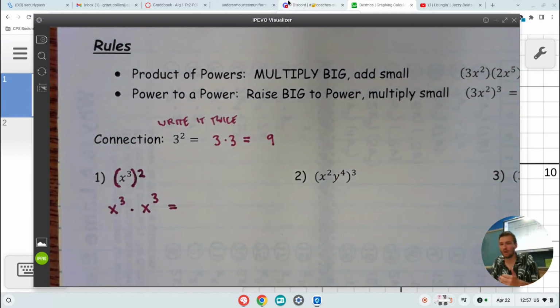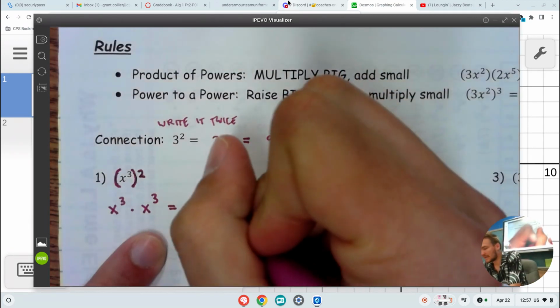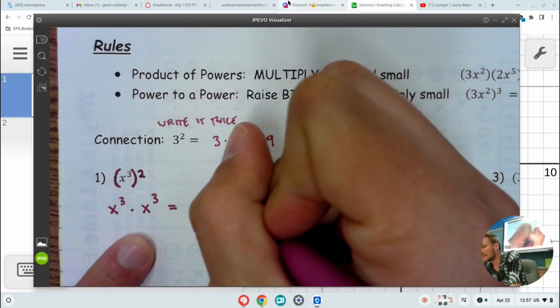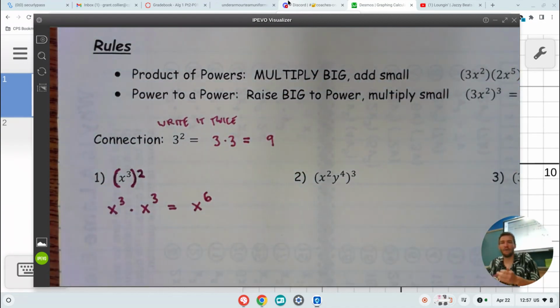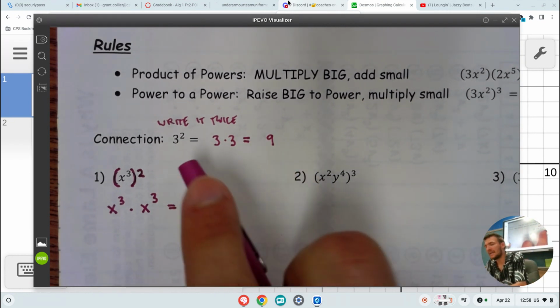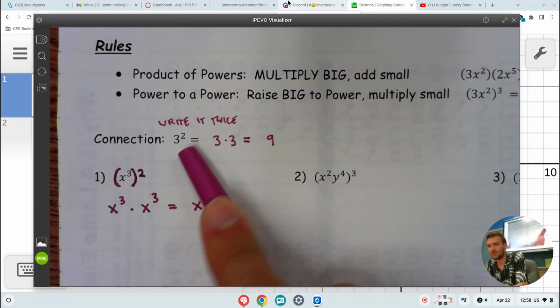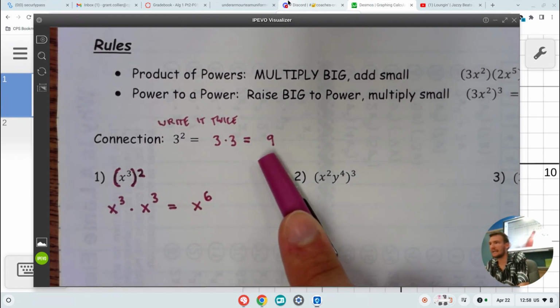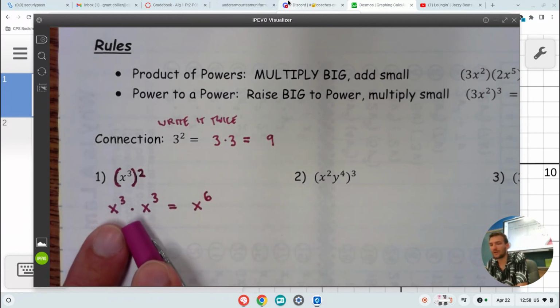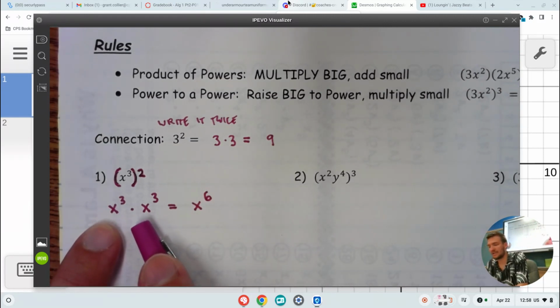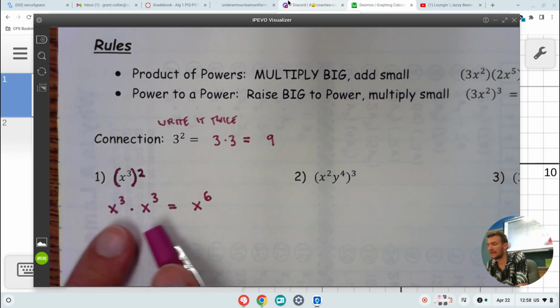We just did a warm-up in my class, and we reviewed how you multiply variables with exponents. And what would the answer here be? X to the power of 6. Now, it's very important that you notice the difference between 3, which is a number. When 3 is squared, you're going to get 9. However, once you're working with exponents, you're not going to get 9 anymore. You're going to get 6 now.